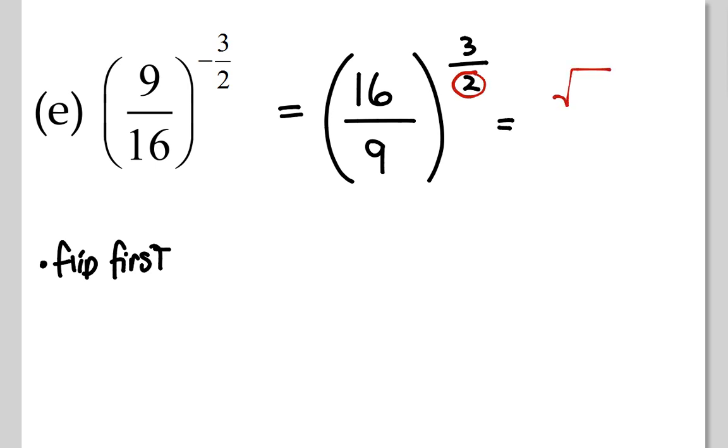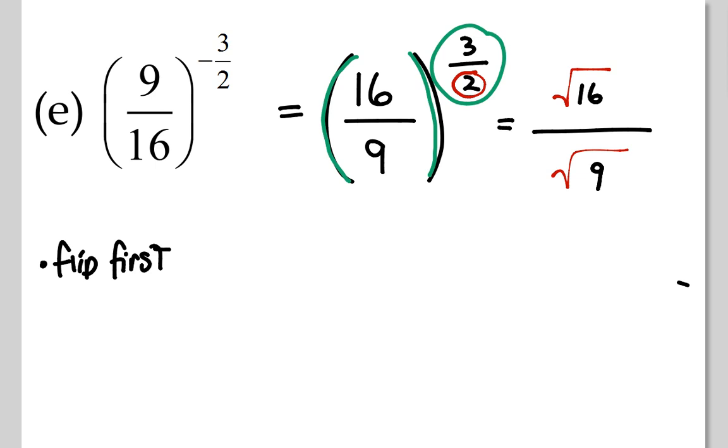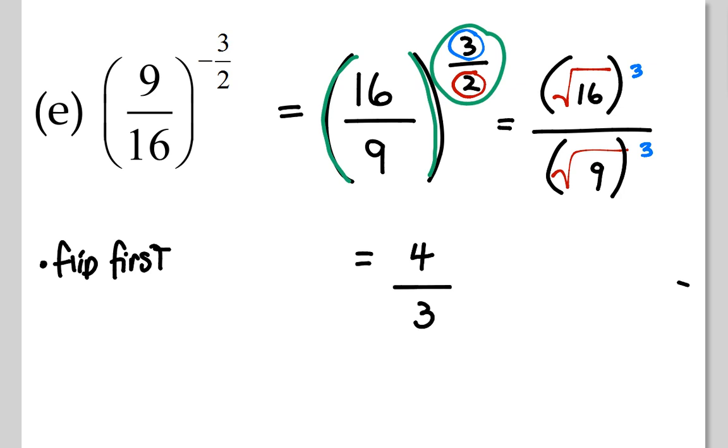So we have the square root, because you have to do it to both. Why do you have to do it to both? Because the power is on the entire bracket, right? The entire bracket has this power. So I got the square root of 16 and the square root of 9. And then once I do that, what do I have to do next? Yeah, put the power 3 in there. I like to take that radical first because it makes it smaller, usually. Square root of 16 is 4. Square root of 9 is 3. And I still have to cube those, do them separately.